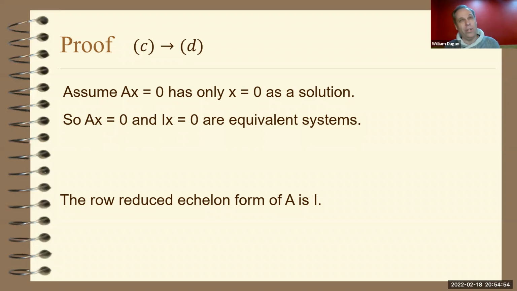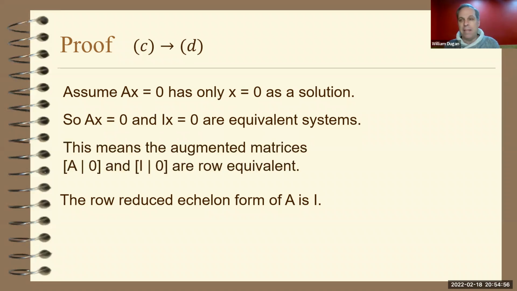We know already that if they're equivalent systems, then if you write down A with 0, the augmented matrix, and I with 0, the augmented matrix, those matrices have got to be row equivalent. You have to be able to row reduce one to the other. That means there has to be a sequence of row operations so that the row reduced echelon form of A is I. And that's that proof.